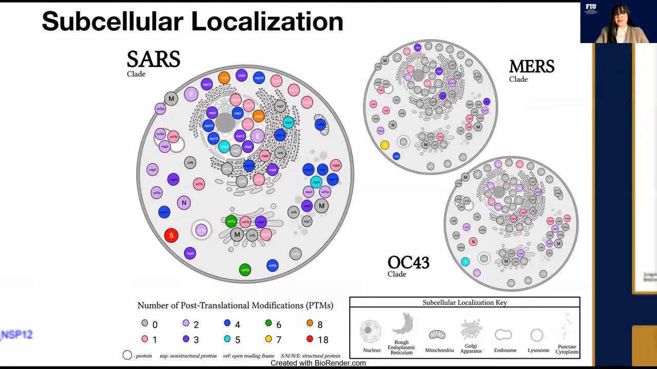Using experimental data about the subcellular localization of the proteins within infected human cells, in tandem with our PTM predictions, we were able to observe significant differences in the number of PTM sites per protein between clades. Overall, the SARS clade has more PTM sites than the MERS and OC43 clades. For example, Spike has more PTMs in the SARS clade with 18 PTMs as compared to 7 in MERS and 5 in OC43 clades.